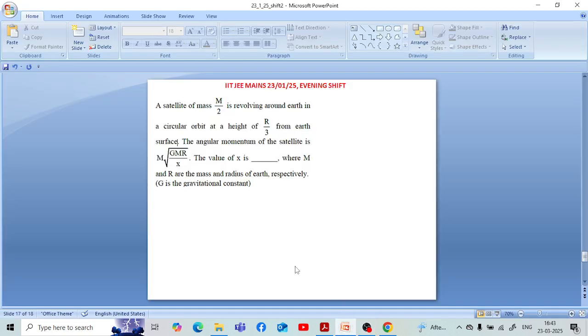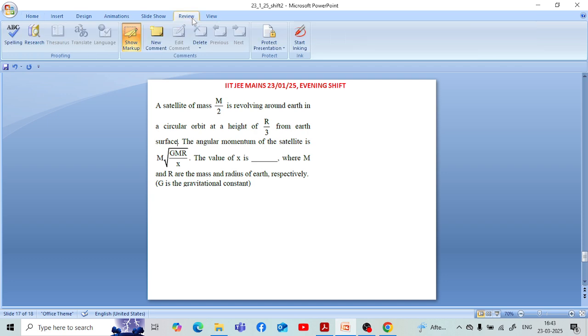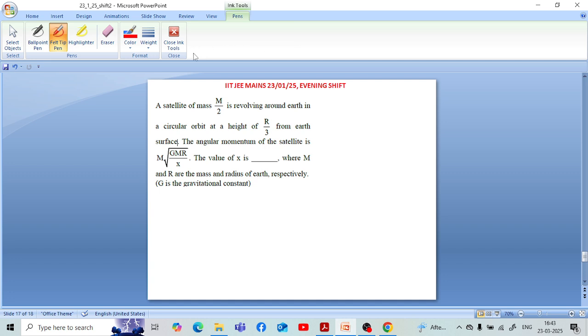Hello students, the question is: a satellite of mass m by 2 is revolving around Earth in a circular orbit at a height of R by 3 from the Earth's surface. The angular momentum of the satellite is m square root of GMR upon x. The value of x is dash, where M and R are the mass and radius of Earth respectively. G is the gravitational constant.